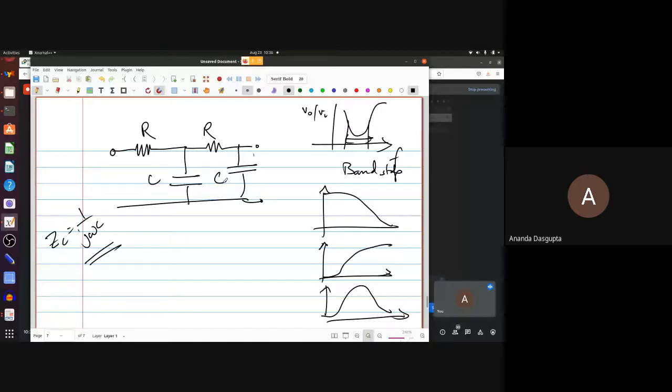So if it's a large impedance, what happens to the output? For omega very small, let's say.